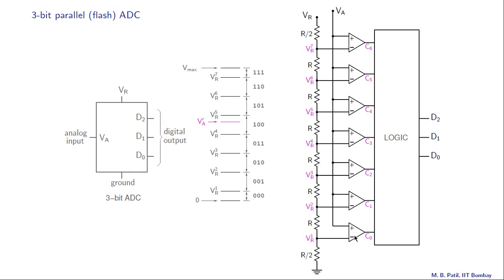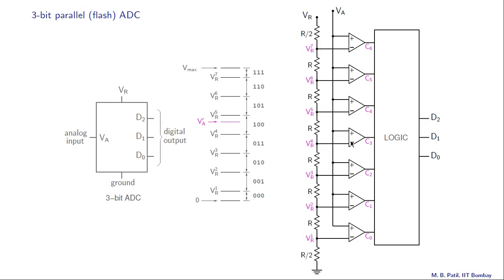Next, we have these comparators. One input for all comparators is common, that is the plus input, and that is connected to the applied analog voltage VA. The second input, the minus input, is Vr1 for this comparator, it is Vr2 for this comparator, and so on. Now let us take an example. Let us say that VA is this VA prime, which falls between VR4 and VR5.